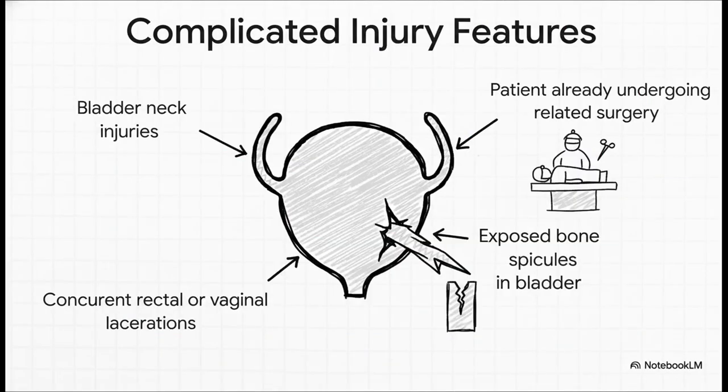So what exactly makes an injury complicated? Here are the specific features. First, any injury involving the bladder neck. Second, if there are concurrent rectal or vaginal lacerations, which can risk fistula formation. Third, pelvic fractures where you can actually see bone spicules poking into the bladder. And finally, there's a relative indication for repair if the patient is already heading to the OR for other pelvic or abdominal injuries, since adding a bladder repair at that point adds very little morbidity.